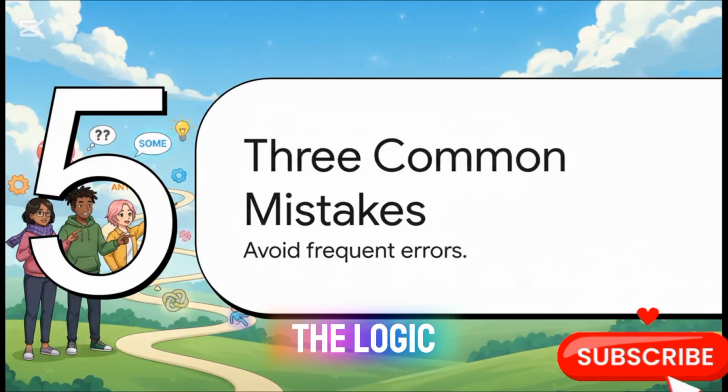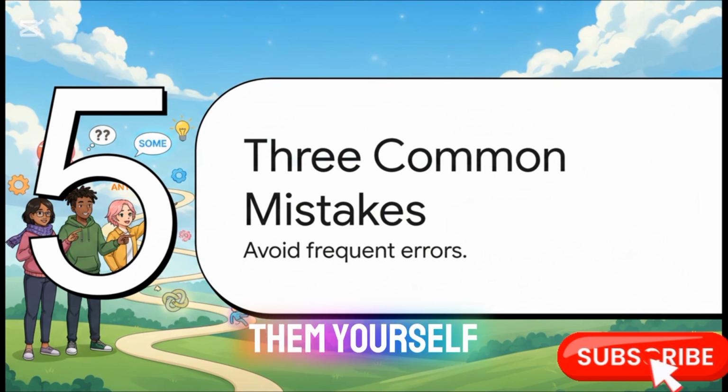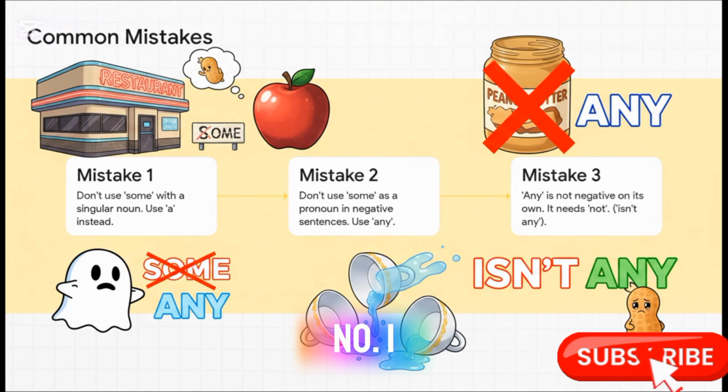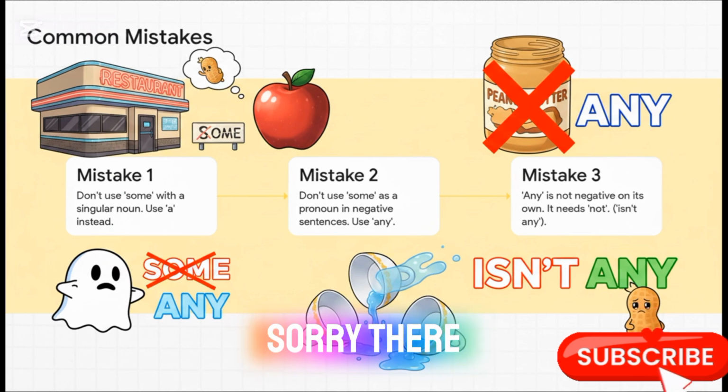Okay, now that you've got the logic, let's make this super practical. We're going to run through 3 really common mistakes that people make, just so you can spot them and make sure you're not making them yourself. All right, mistake number 1, using some with a singular noun, like some good restaurant. If you just mean one, use a. Easy fix. Number 2, using some all by itself in a negative sentence, like, sorry, there weren't some. No, that should always be any.